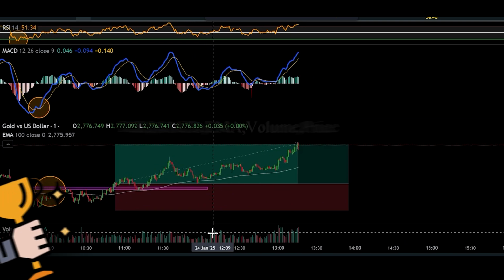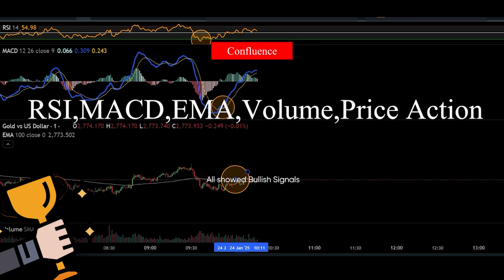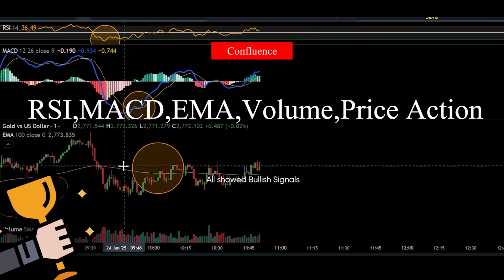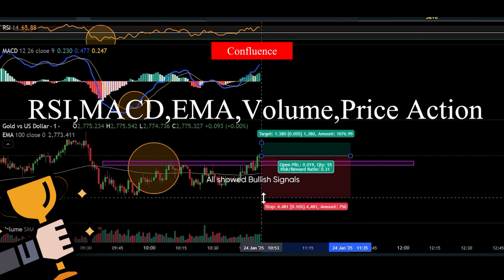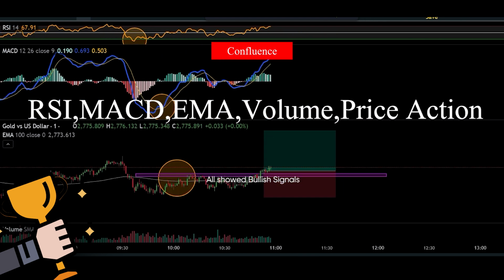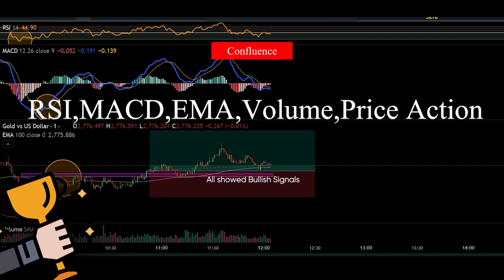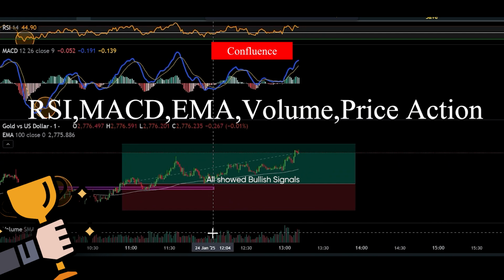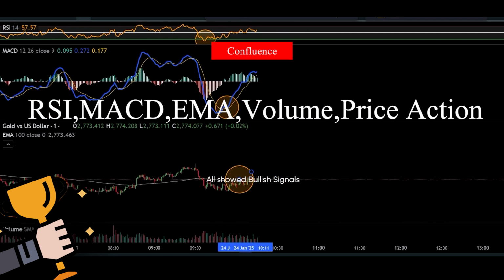You have the RSI signaling that this security is oversold. You have the MACD signaling a bullish signal twice. Once the MACD closed above the signal line away from the zero line, and once the MACD and signal line crossed the zero line from below to above. You have the price breaking the 100 exponential moving average. You have the price breaking the resistance zone and turning the resistance zone into a support zone, and you have a confirmation candle with high volume in the direction you want.